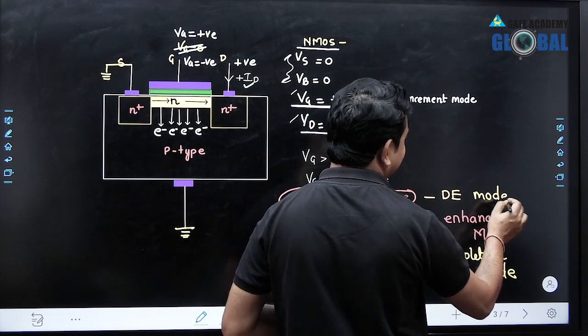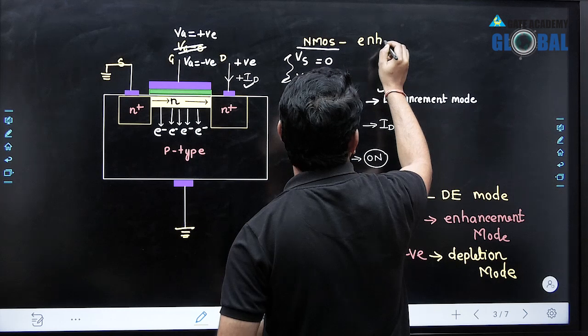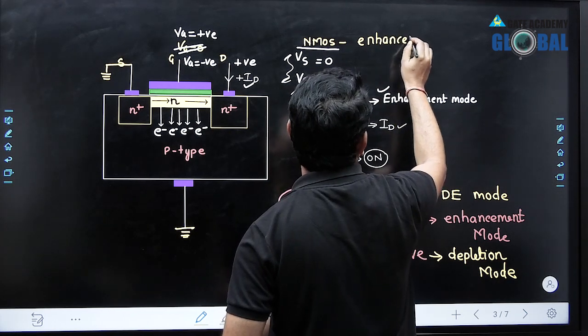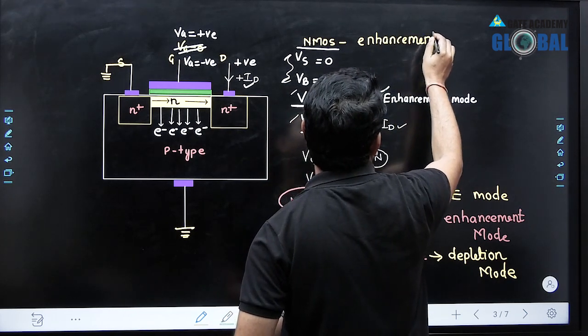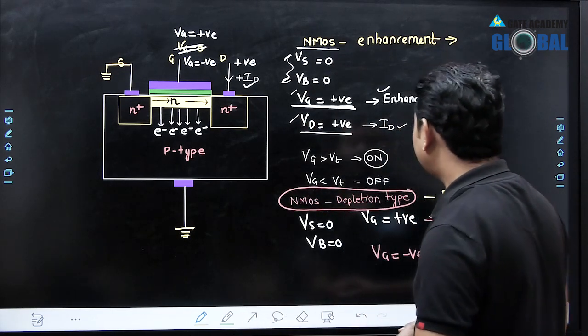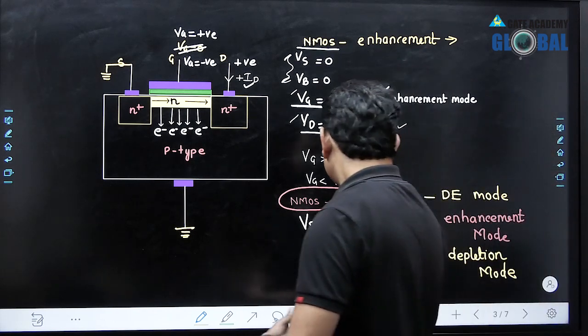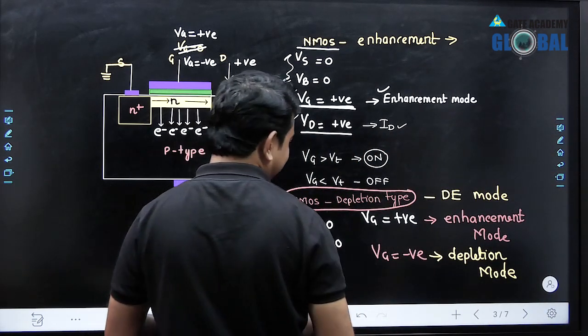It can work. But if you are talking about an NMOS and you say that this is an enhancement type MOSFET, then it will never work in depletion mode. It will never work in depletion mode. Okay, so a depletion type MOSFET can work in both modes.